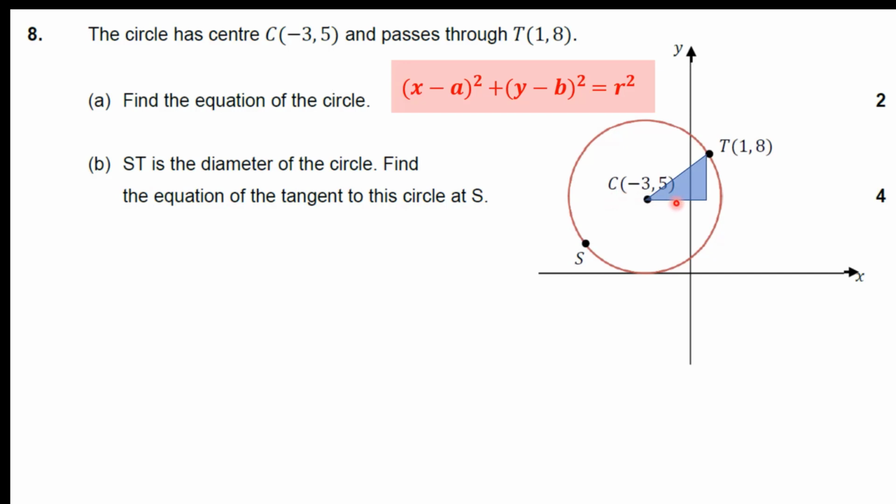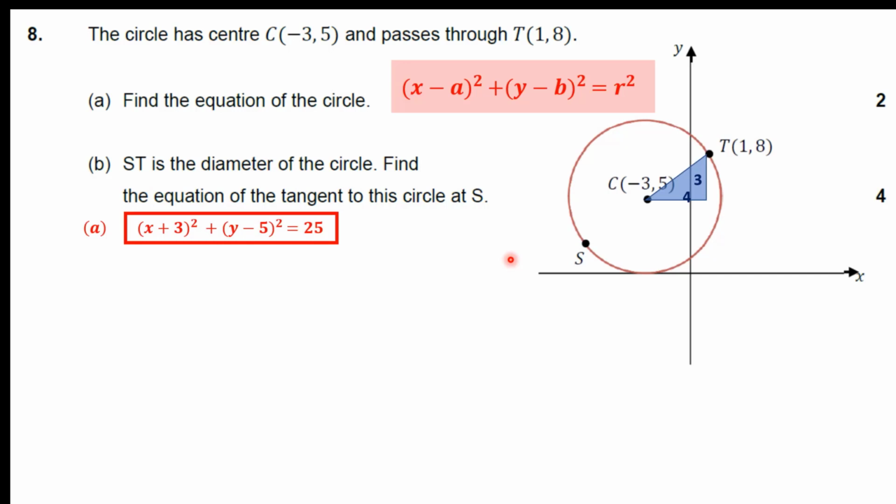Let's work out the base. You start at negative 3, you go to 1, that's a jump to the right of 4. You start at 5, you go up to 8, so that's a jump of 3. A 3, 4, the hypotenuse must be 5. It's a 3, 4, 5 triangle. You've seen that many times. So now we've got the answer to a. It's going to be (x plus 3) all squared plus (y minus 5) all squared equals 25. Don't forget to square the 5 because it says r squared here.